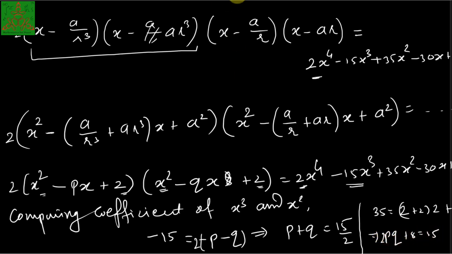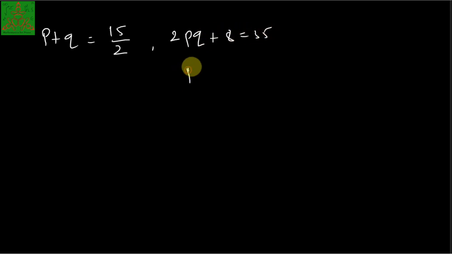So we have now that p plus q is 15 by 2, and 2 times pq plus 8 is equal to 35. So the pq value is 35 minus 8 by 2. So 35 minus 8 gives you 27 by 2.